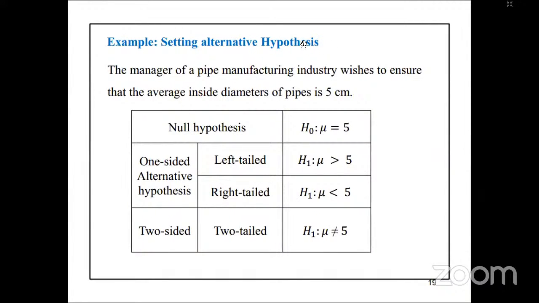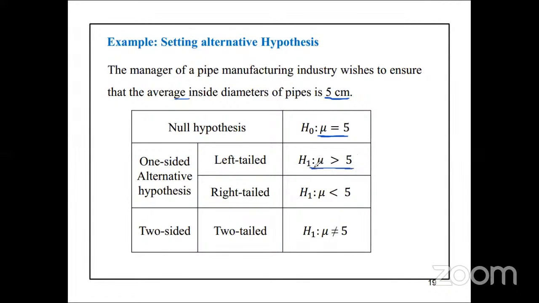Now look at this. Suppose a pipe manufacturing company wishes to ensure that their average inside diameter, the main parameter, is 5 centimeters. So your null hypothesis is actually mu equal to 5. Now, we can set up three different alternative hypotheses.